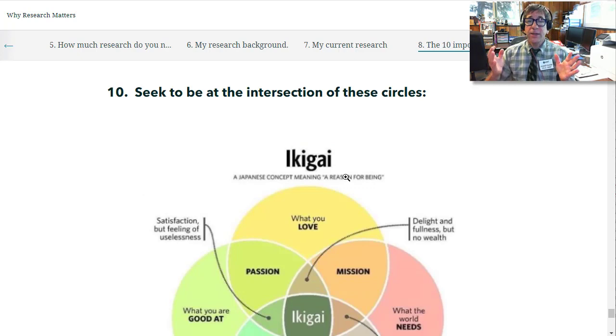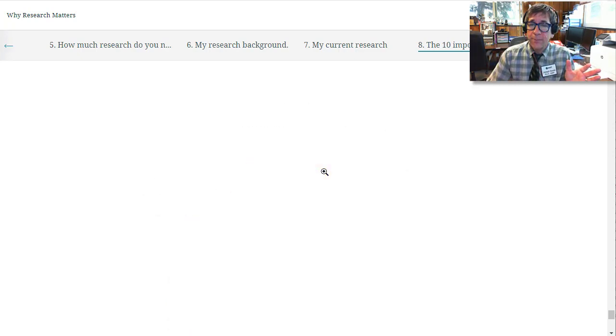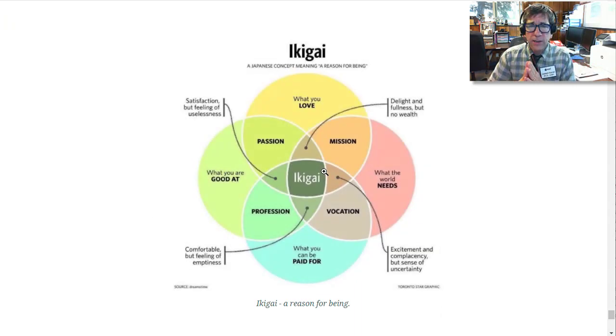And finally, seek to be at the intersection of these circles, this ikigai, Japanese diagram. I love this. Seek to be at the center of these Venn diagrams, I guess you could call them. What you love to do, okay? What you're good at, what you can be paid for, and what the world needs. Am I always at the center of all those things every day at work? No, but I strive to get there.